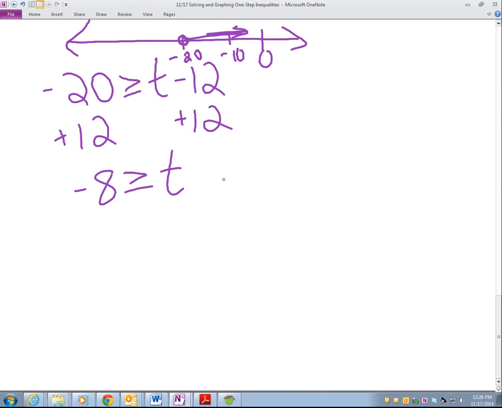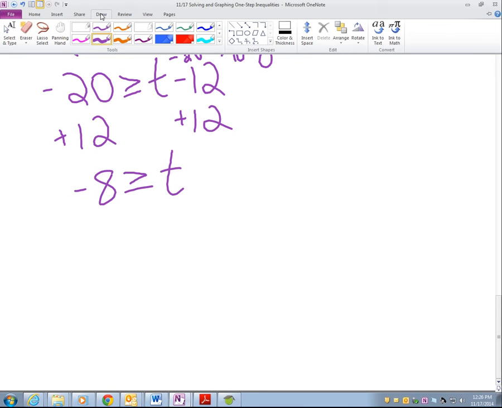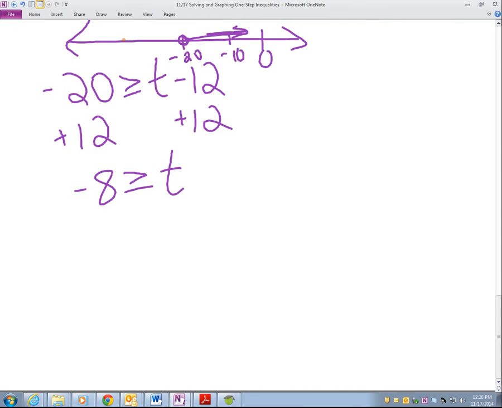There's two ways you could do this. If you wanted to graph and read from left to right, you have to have the variable first. If I was reading right to left, it would be t is less than or equal to negative 8. From here, I don't want to do it like that. I want to have my variable staying on the left. In order to do that, I have to get t on the left.